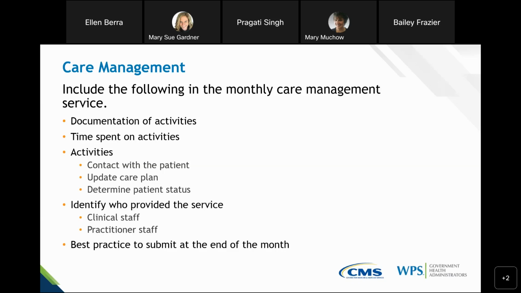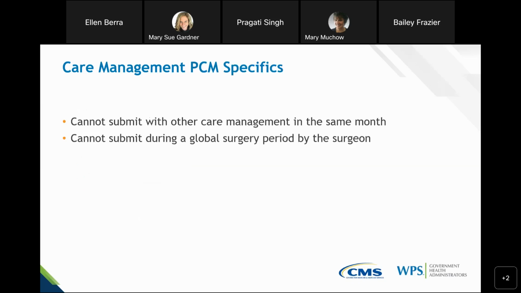And then you want to identify who provided the service. As we talked about earlier, generally speaking, it's going to be the clinical staff, but your practitioner can also be part of that service in providing that non-face-to-face service. And then the best practice is to submit at the end of the month. That way you can capture all of the time that you have provided to that patient during that month.